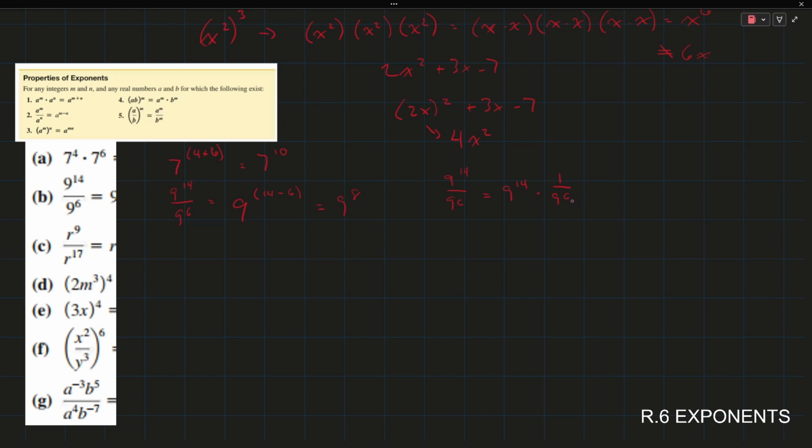We recognize that making an exponent negative will move it from the numerator to the denominator, or from the denominator to the numerator. So once again, we can rewrite this as 9 to the 14th times 9 to the negative 6th. Now you have two numbers with the same base being multiplied with different exponents. So that would be property 1, where you add the exponents together. So you'd have 9 to the quantity 14 plus negative 6, and 14 plus negative 6 is the same as 14 minus 6, and you end up with 9 to the 8th.